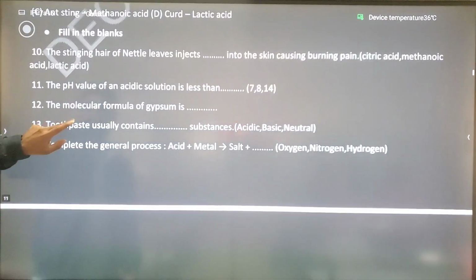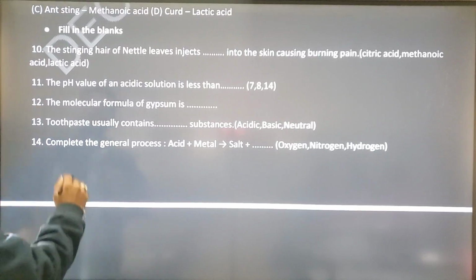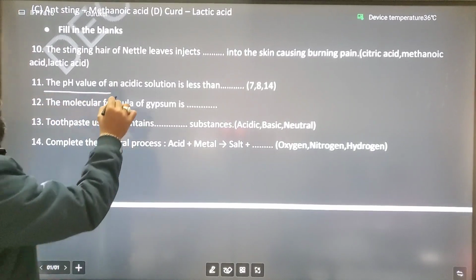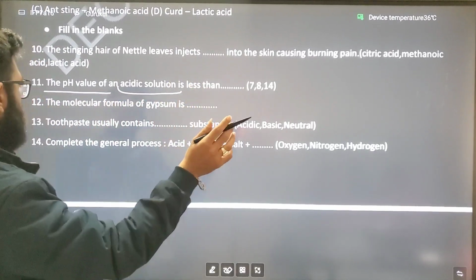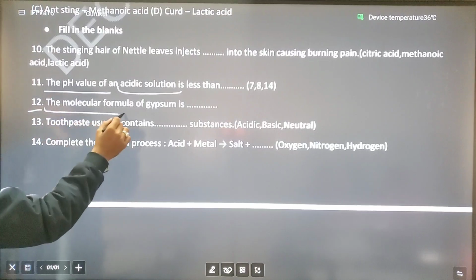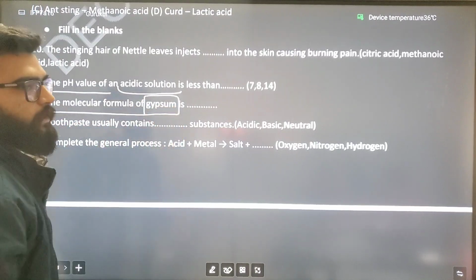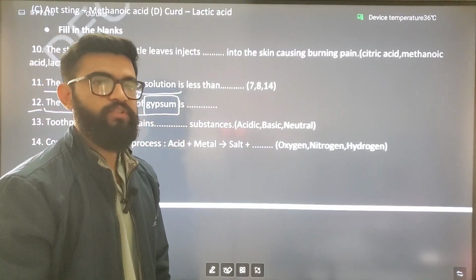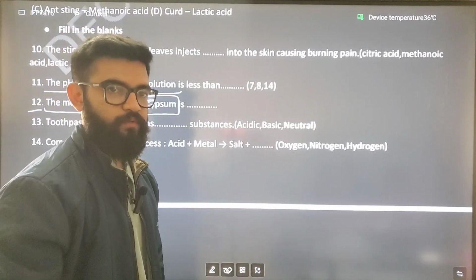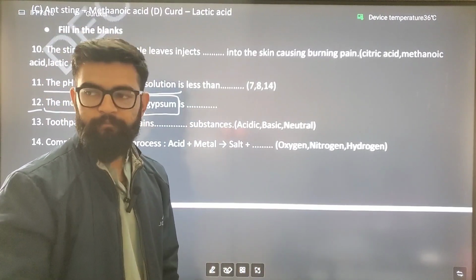Next, number 12. The pH value of an acidic solution is less than, okay, we have already done it. The molecular formula of gypsum is this. Do you know the answer of gypsum's molecular formula? Anyone sitting here?